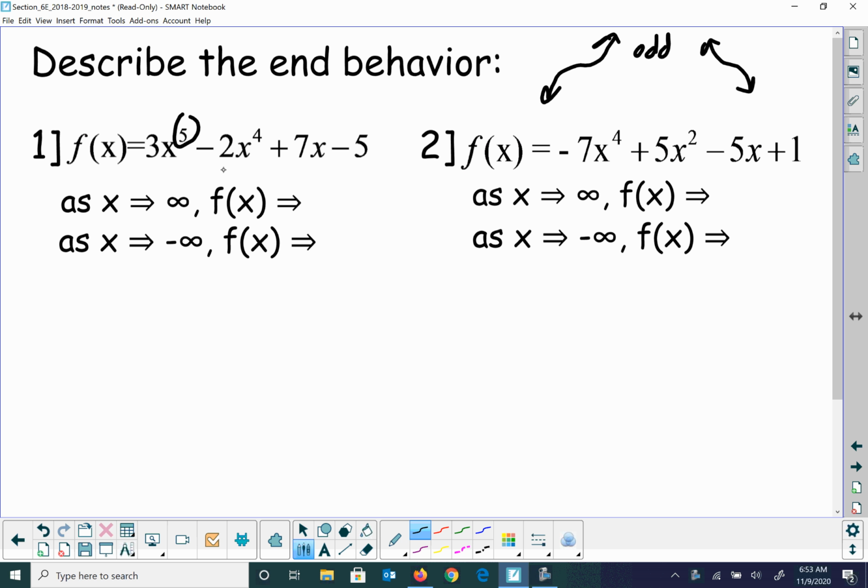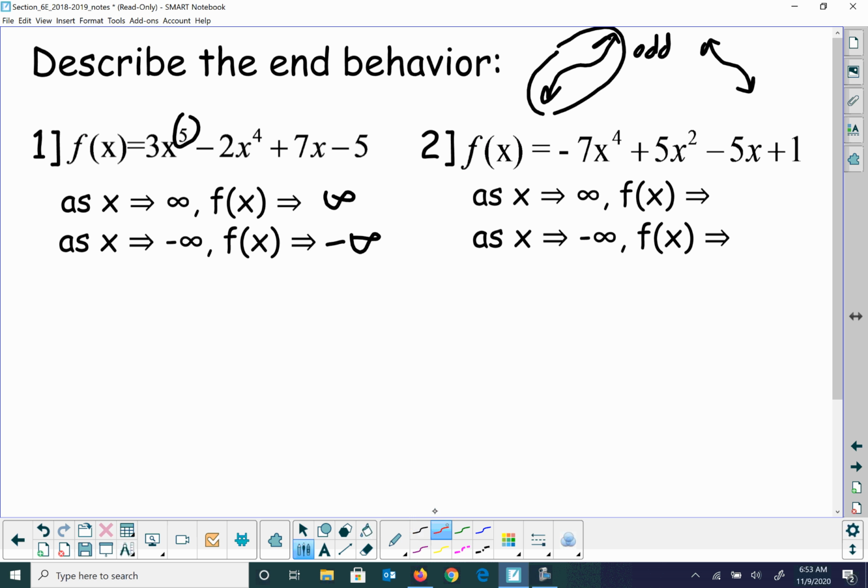So we have an odd power. As I go to the right, my graph goes up, so the function, as x goes to infinity, goes to infinity. As I go to the left on this graph, the function, the y's, go to negative infinity.